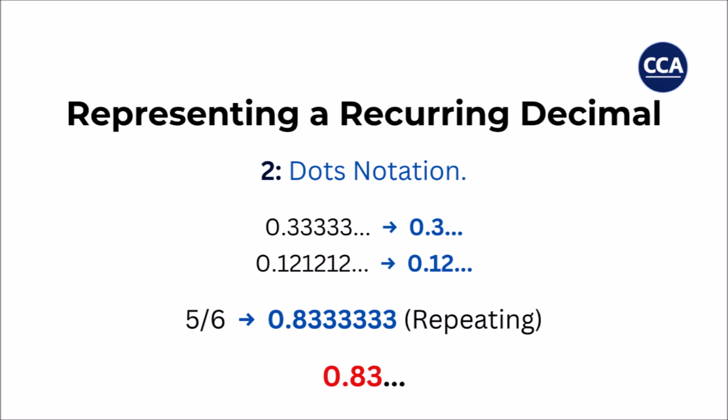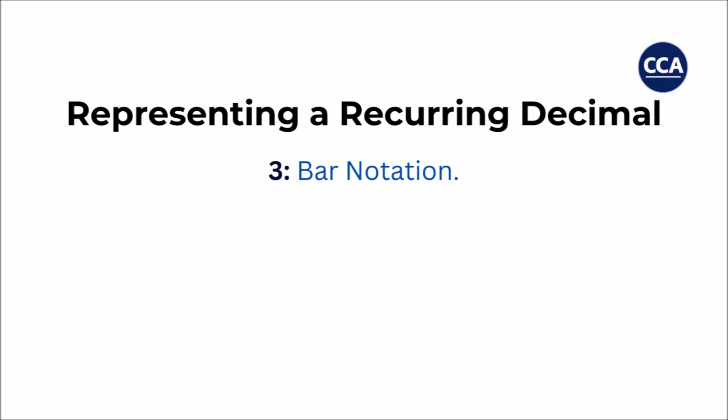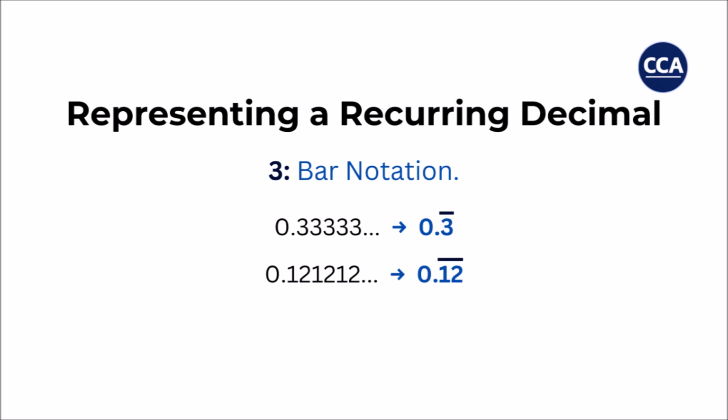So what is the best way to represent recurring decimals? It is called bar notation. In bar notation, we place a bar only over the repeating digits. For example, 0.3333 repeating becomes 0.3 with a bar on the digit 3. 0.121212 repeating becomes 0.12 with a bar on both digits 1 and 2. And 0.83333 repeating becomes 0.83 with a bar only on the digit 3. So, this is the best representation of a recurring decimal, which works perfectly with all types of recurring decimals.